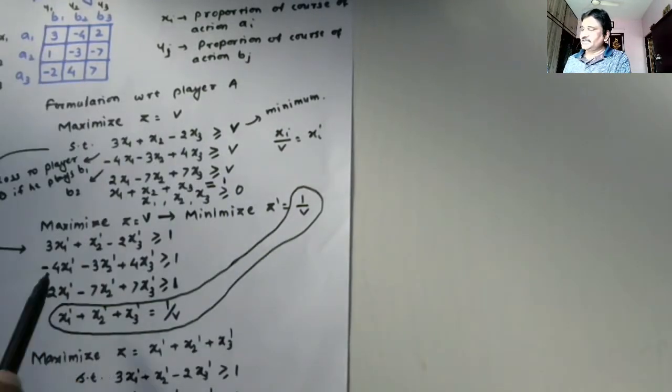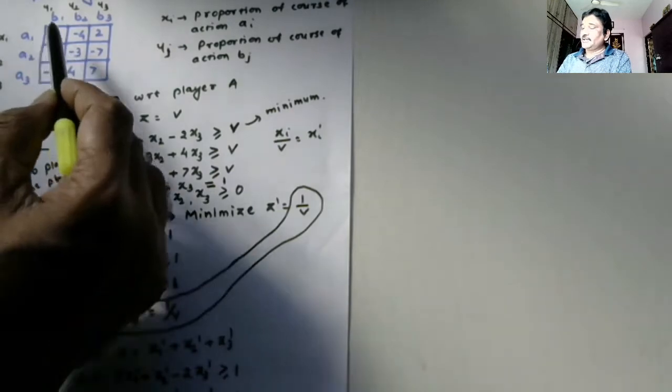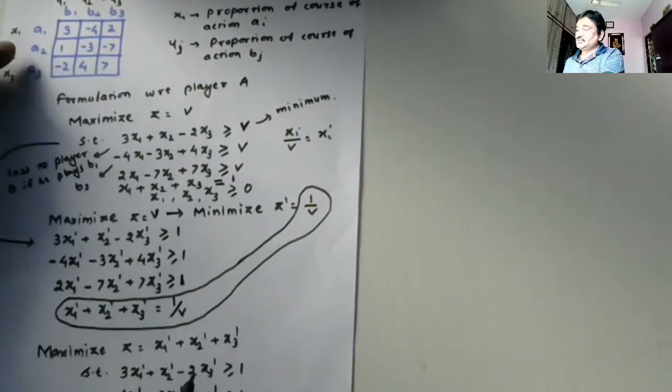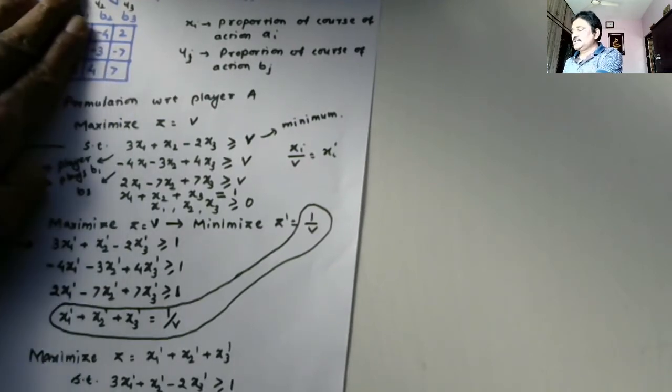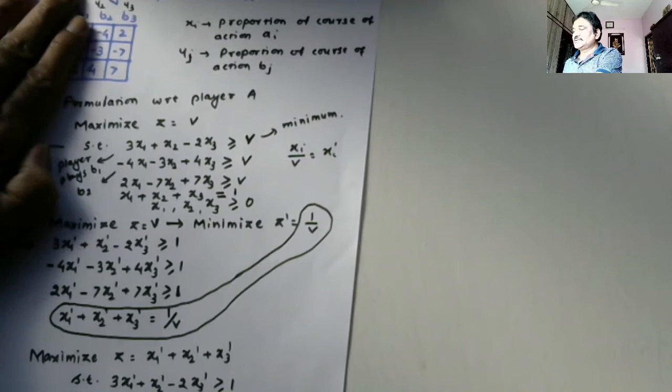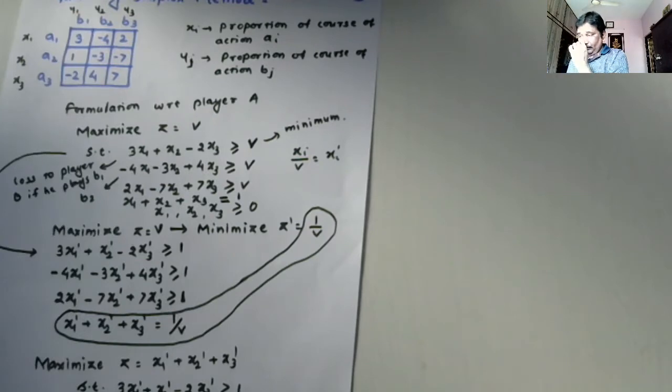Just look at this. x1 dash plus x2 dash plus x3 dash is my objective function in place of x1, x2, x3, subject to 3x1 dash plus x2 dash minus 2x3 dash greater than equal to 1. Likewise, just by seeing this, minus 4x1 dash minus 3x2 dash plus 4x3 dash greater than equal to 1. All right hand side will be 1 only.